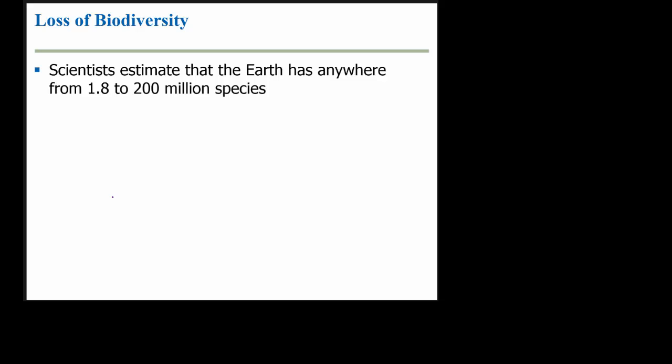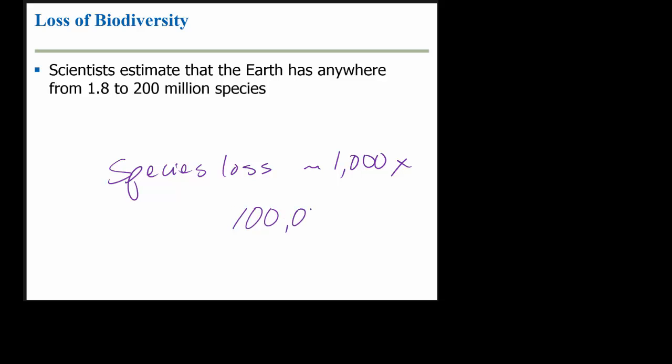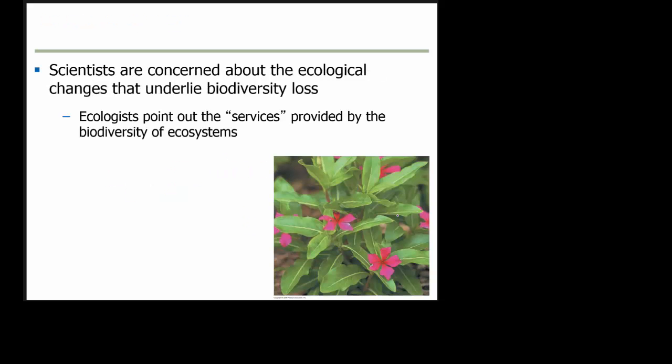So we have to think about that as we go through this and keep it in mind, because we put out a lot of estimates that our species loss may be approximately 1,000 times larger than it has been in the past 100,000 years. But do we really know that if we don't know a starting point? So these are all estimates. Keep that in mind. But we do know that we are losing things. We know that we're losing a lot of biodiversity in ecosystems.